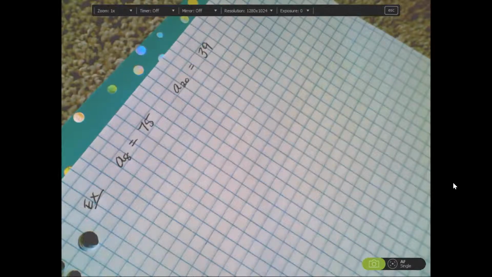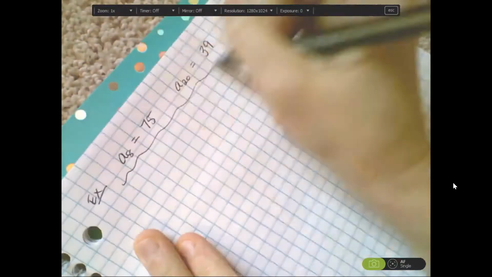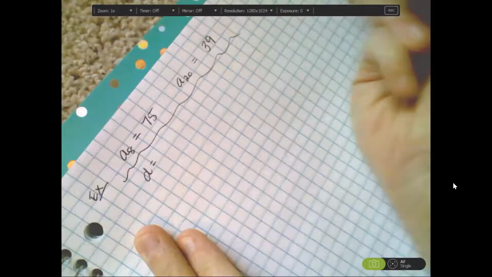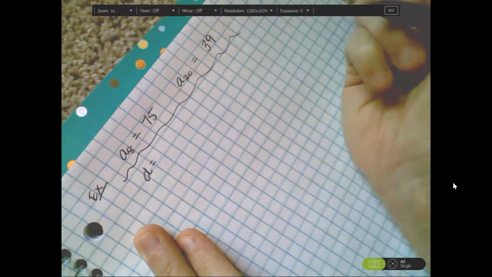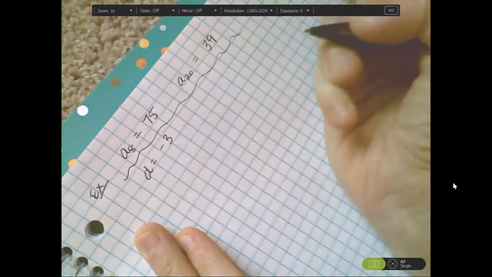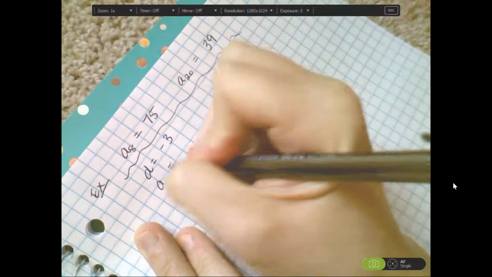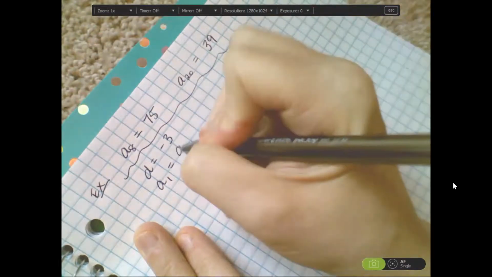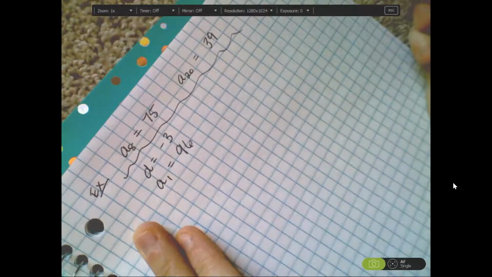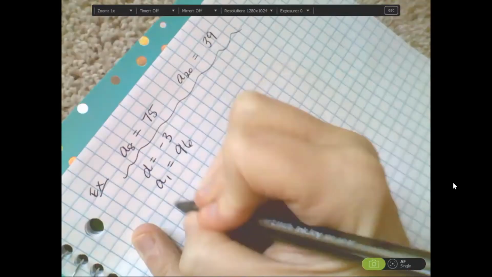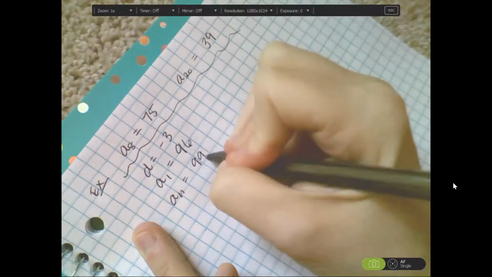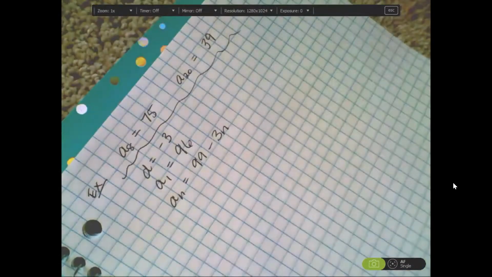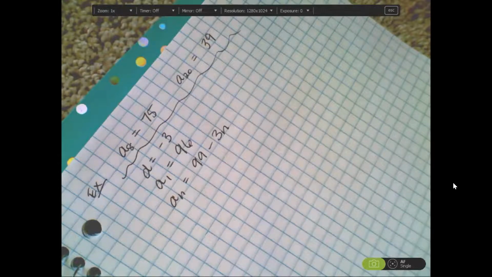So for this one, you should figure out however you're doing it. If you want to do it with a system of equations, or if you want to just do it in your head, the common difference turns out to be -3, which means that the first term in our list ends up being 96. And if you put all that together, your explicit rule turns out to be 99 minus 3n. So you can do that one if you like as some extra practice.